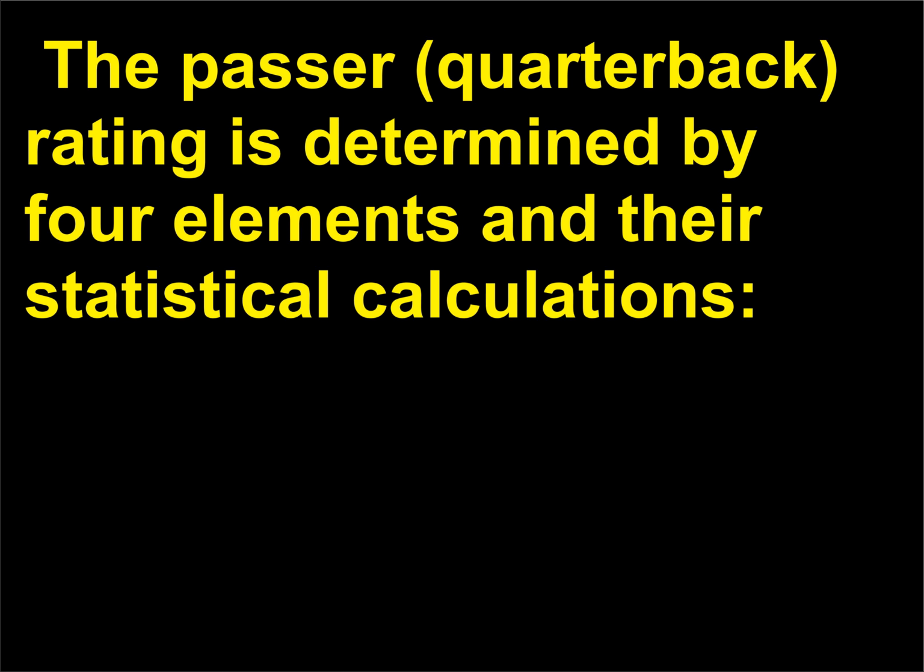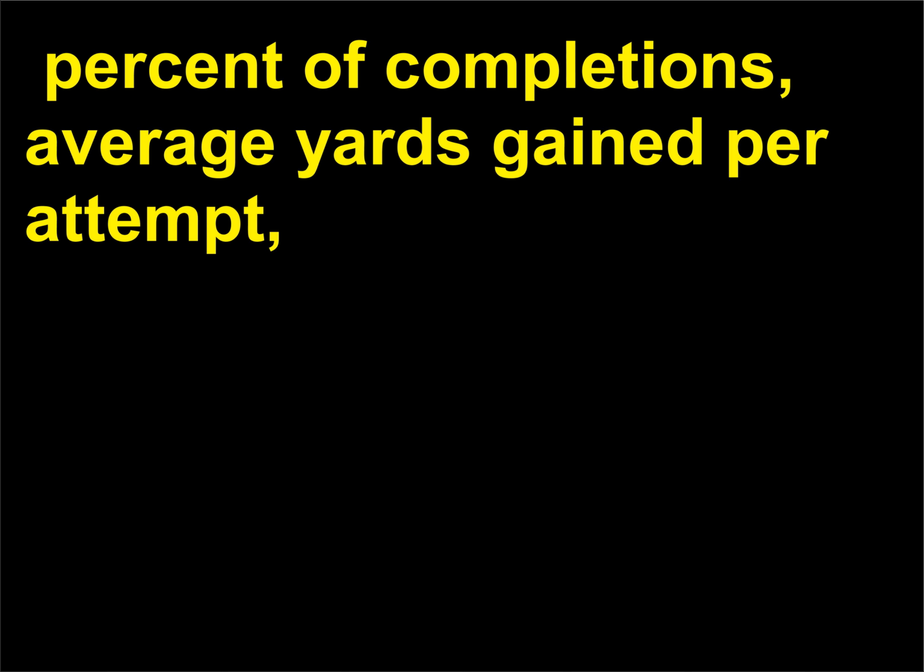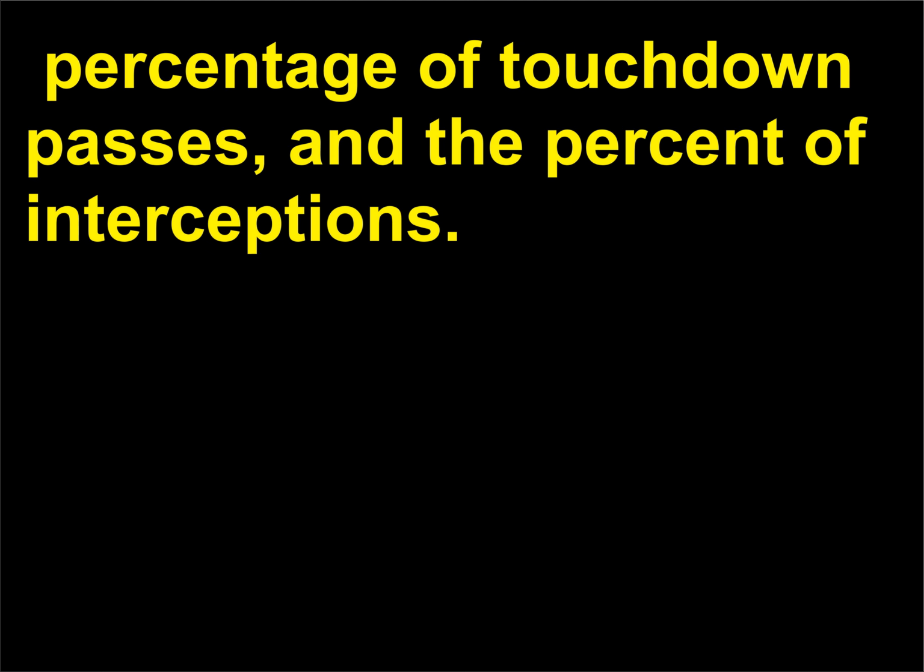The passer, quarterback, rating is determined by 4 elements and their statistical calculations: percent of completions, average yards gained per attempt, percentage of touchdown passes, and the percent of interceptions.